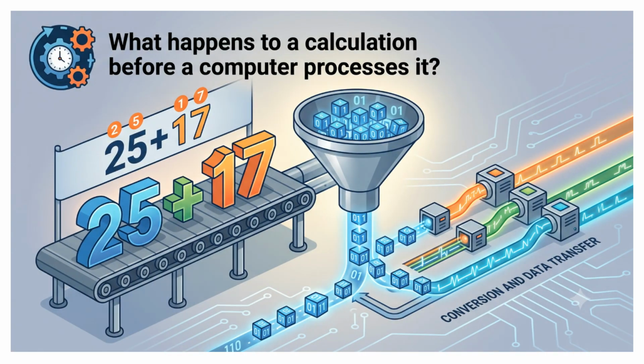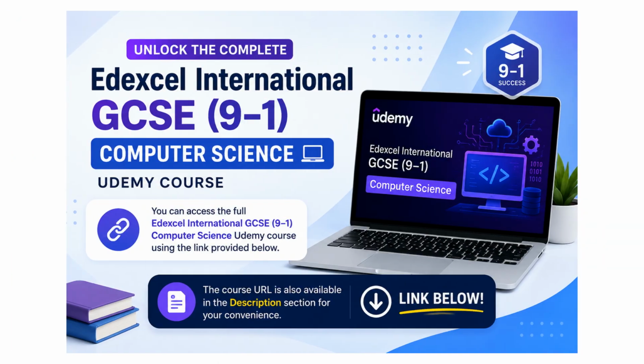Once the numbers have been converted, the binary data is sent through the computer's electronic circuits. These circuits carry the binary information as electrical signals. The processor then performs the calculation using these binary signals at an incredibly fast speed. After the calculation is complete, the binary result is converted back into a decimal number. Finally, the answer is displayed on the screen in a form that humans can easily understand. So remember this important process. Decimal numbers are first converted into binary. Binary is processed by the computer, and then the result is converted back into decimal for us to read.